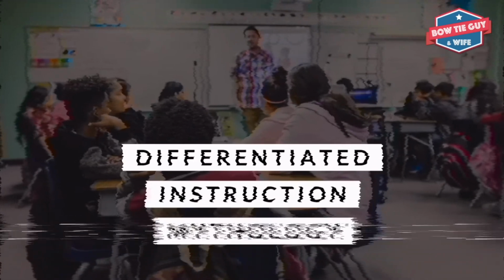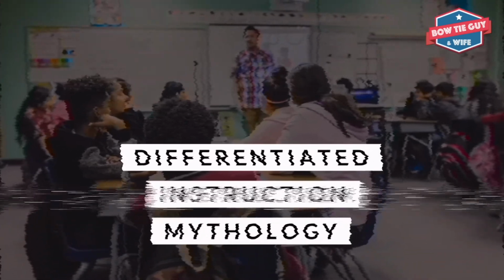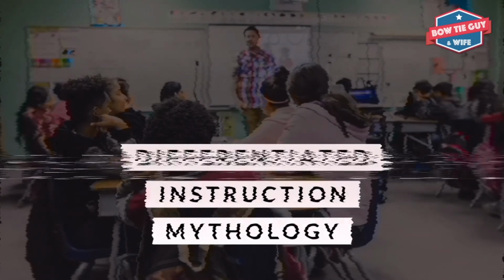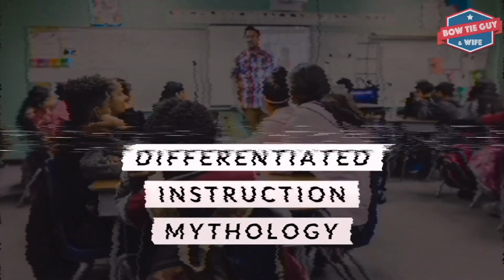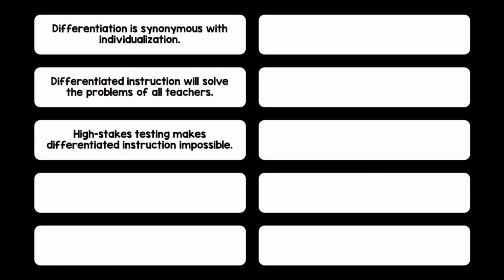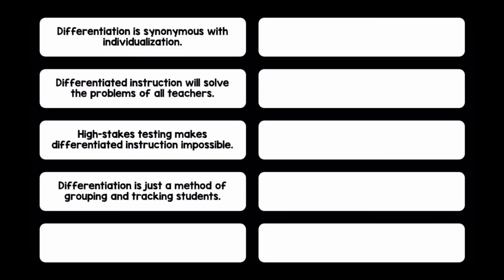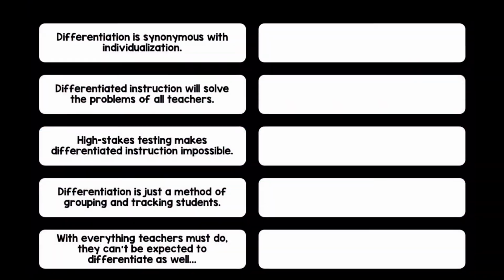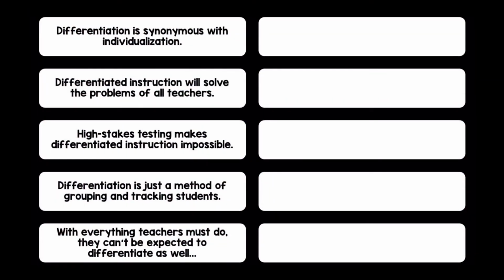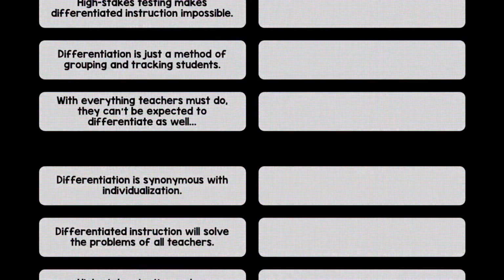Differentiated instruction has acquired a sense of mythology with some teachers. Some teachers incorrectly believe some of these mistruths. Differentiation is synonymous with individualization. Differentiated instruction will solve the problems of all teachers. High-stakes testing makes differentiated instruction impossible. Differentiation is just a method of grouping and tracking students. With everything teachers must do, they can't be expected to differentiate as well.